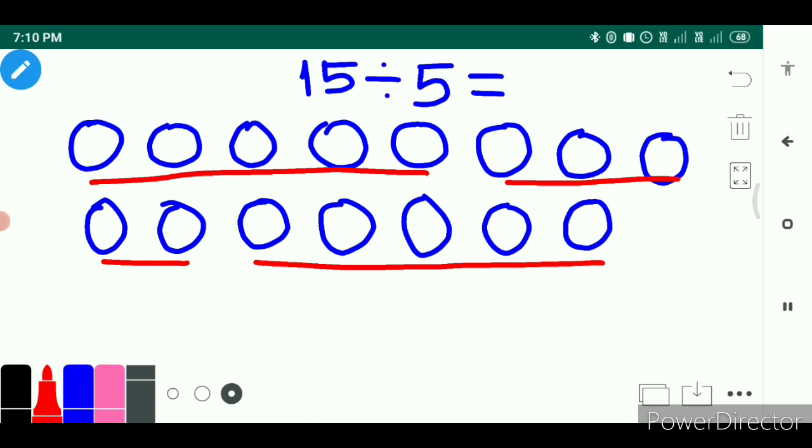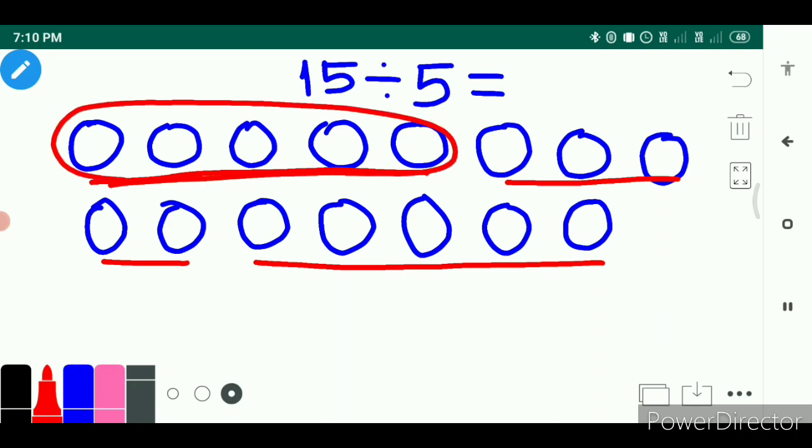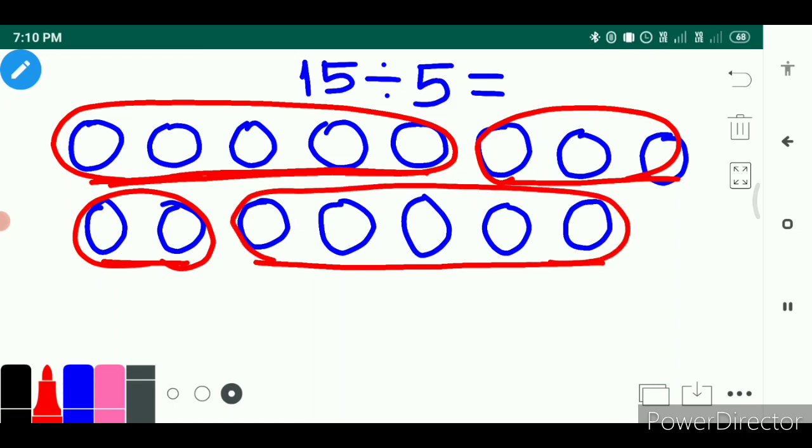Okay, so in total, how many groups does it form? It forms 3 groups, right? This one is the first group where you put all these 5 balls. This one is the second group where you put all the 5 balls, and this one is the third group where you put the remaining 5 balls, right?